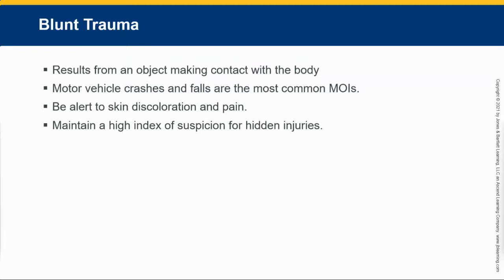So that's where it's important for us to know our anatomy and physiology, because if a body is struck in a specific area, then by knowing what organs are located in that area of the body, we can have an index of suspicion of the types of injuries that may have occurred.